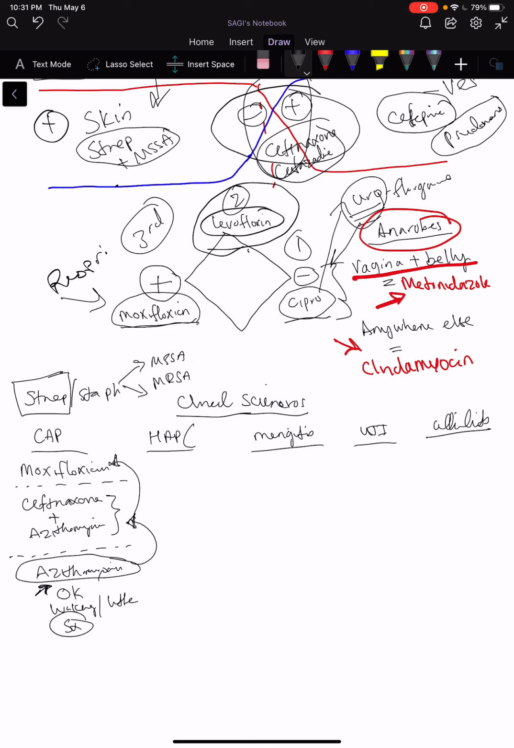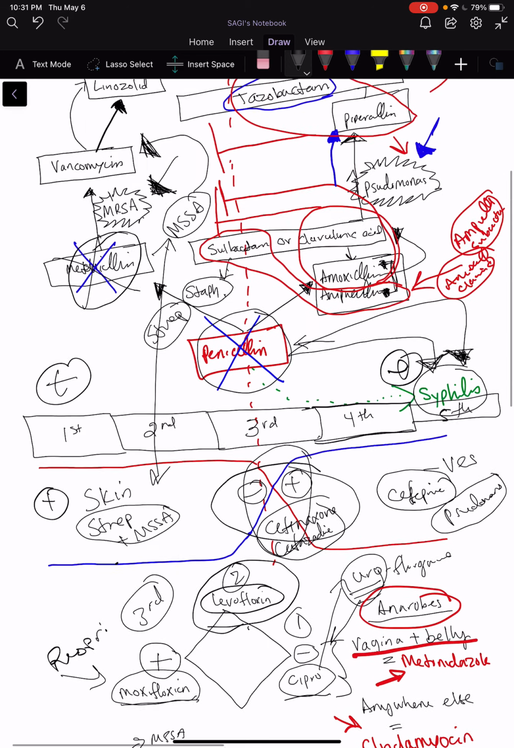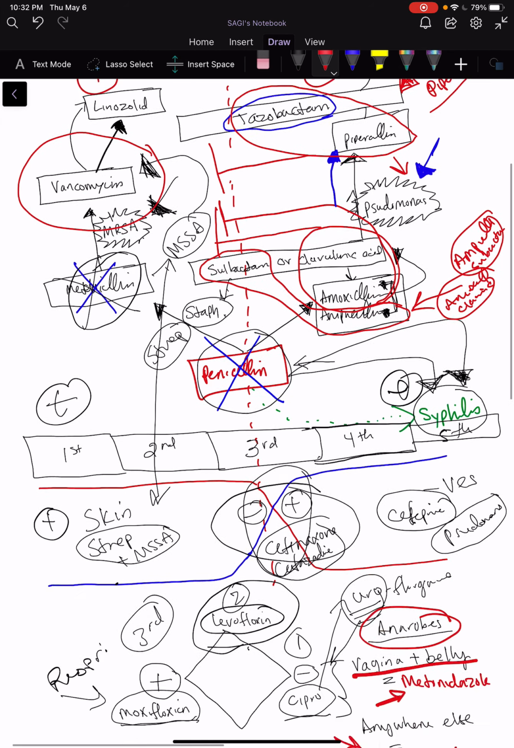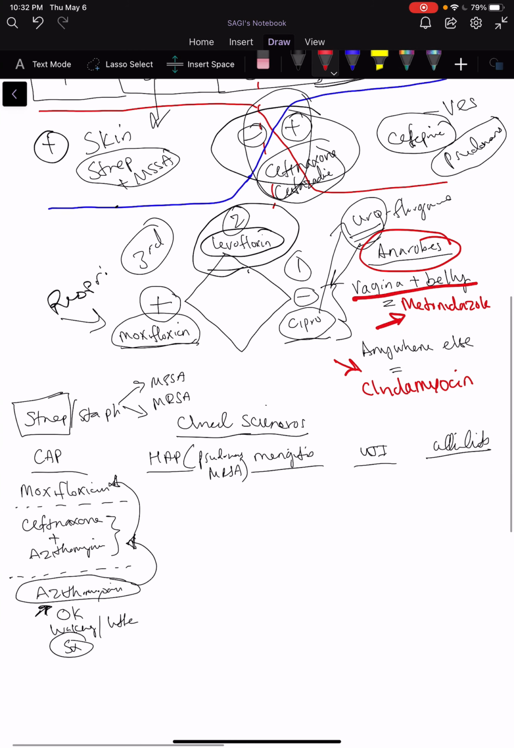Hospital-acquired pneumonia, you're basically now talking about Pseudomonas or MRSA. Sorry, I kind of blanked out there. So in this scenario, we already talked about MRSA. With MRSA, you're basically going to reach for the big guns, right? When you're talking about MRSA, you need to come up here and look for the big boys. And so we're going to reach for vancomycin.